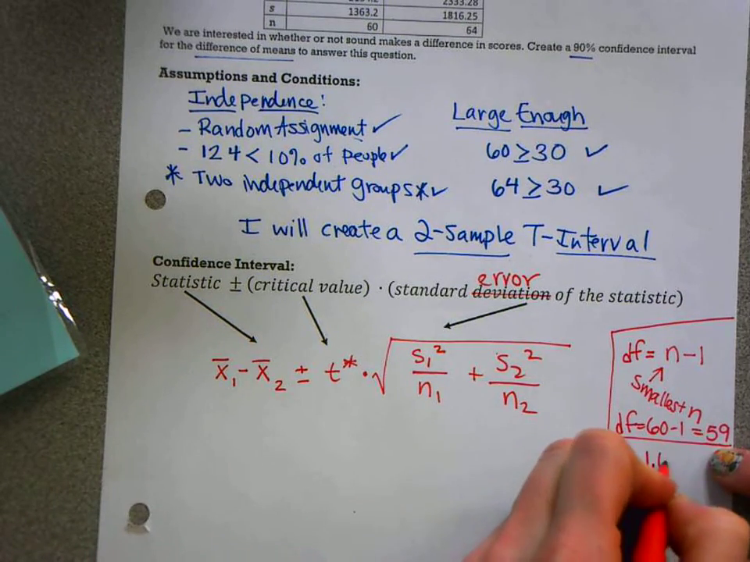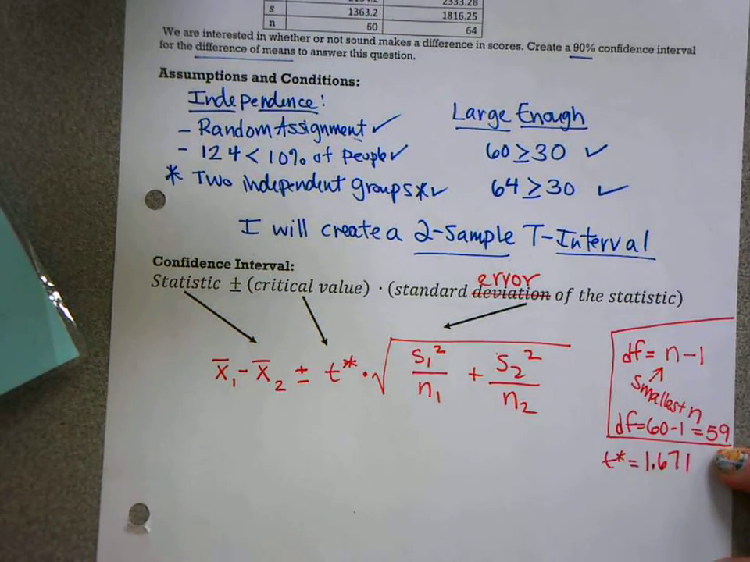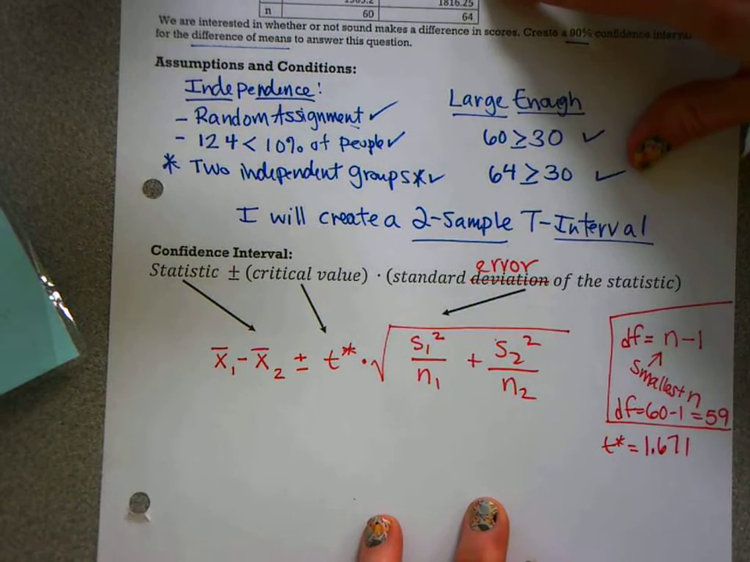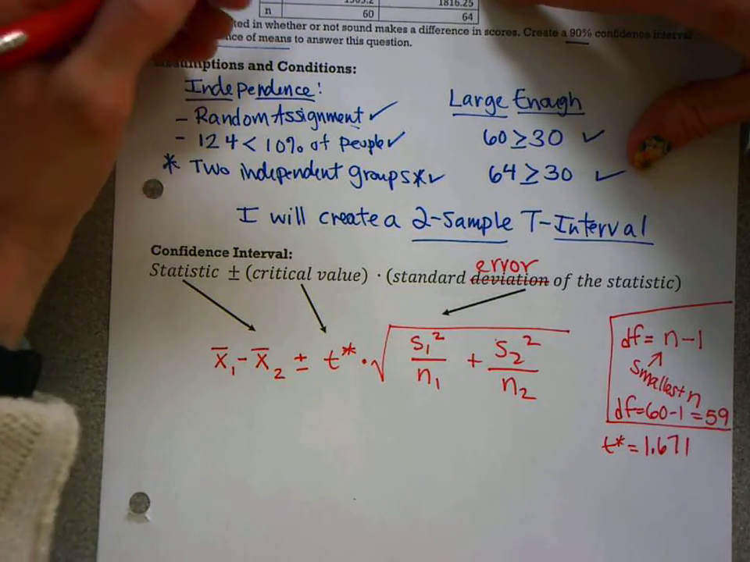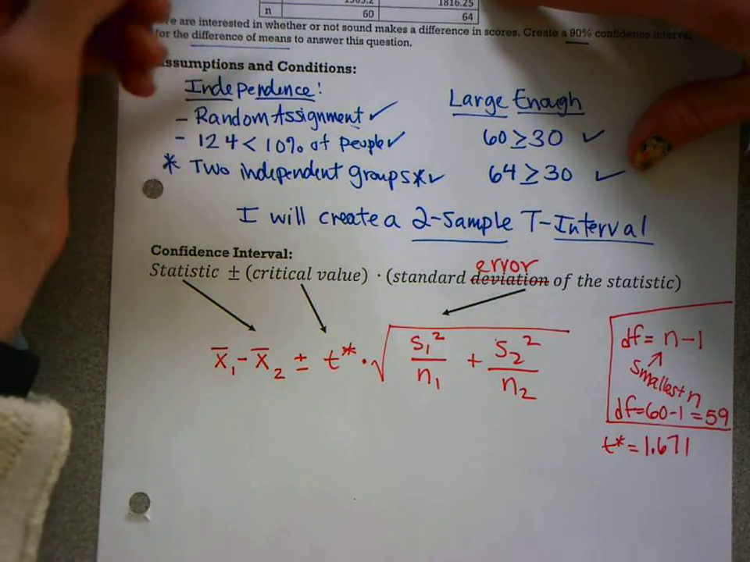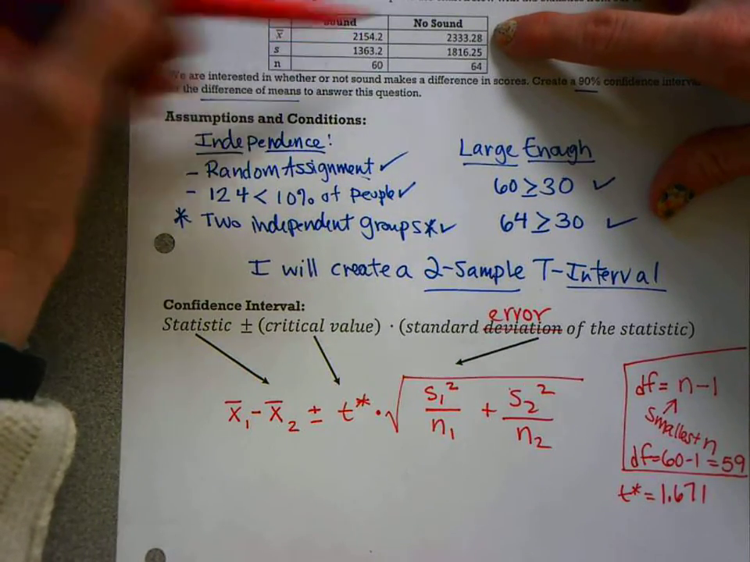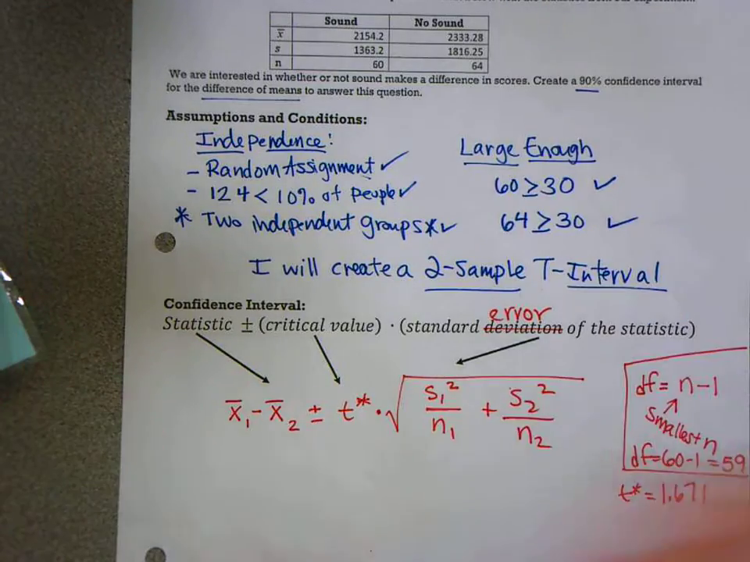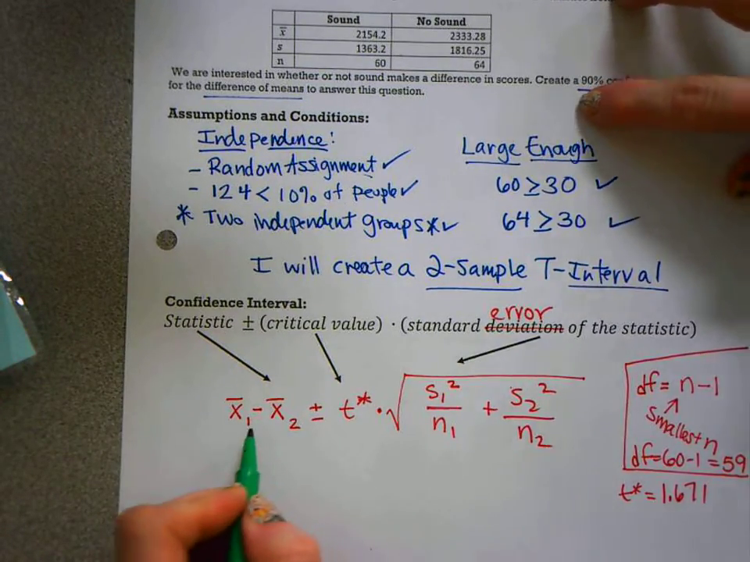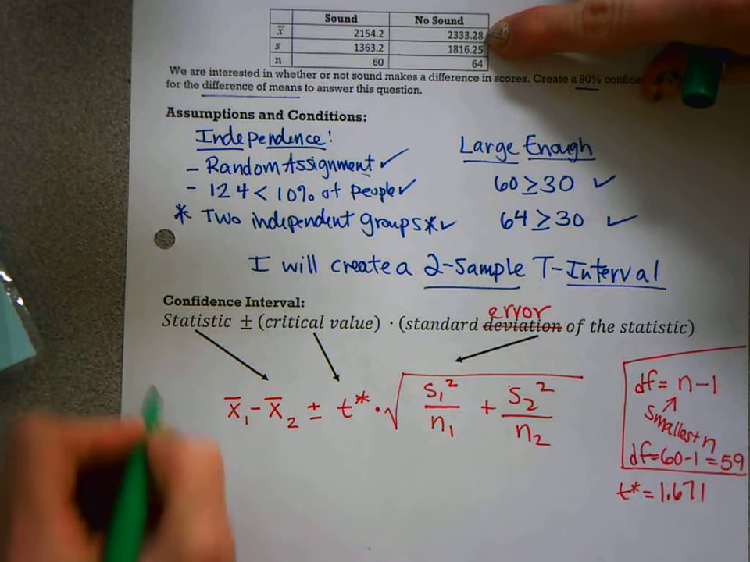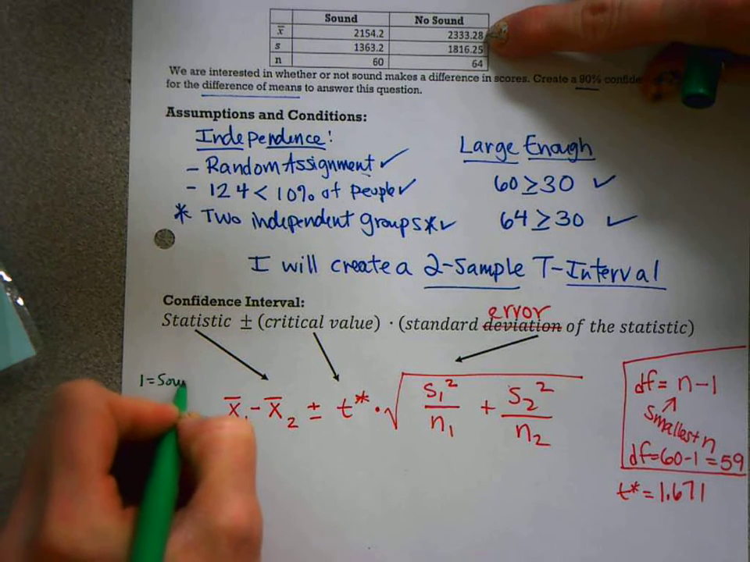1.671 is what we're going to use. All right, so we're going to go up to the top now. Here's one thing that you get to choose. The subtraction matters. If you want to just do it in the order in which I presented it to you, then you would actually get a negative difference. That's completely fine, but I like to keep my sample difference positive. So I'm going to put the sound first. So I'm going to let 1 be sound and let 2 be no sound.